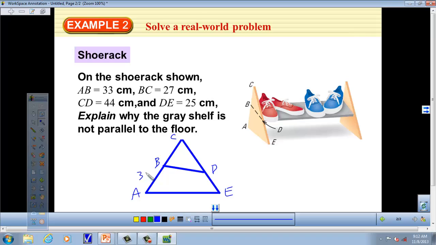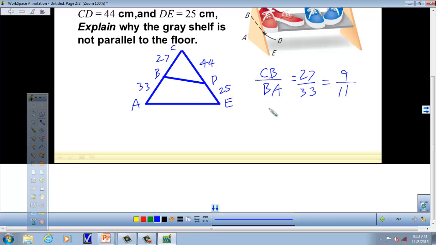We've got C here, B here, A here, D here, and E here. It doesn't have to be accurate. AB is 33 centimeters, BC is 27 centimeters, CD is 44 centimeters, and DE is 25 centimeters. So if we compare CB over BA, we get 27 out of 33, and that reduces, because those are both divisible by 3, to 9 over 11.